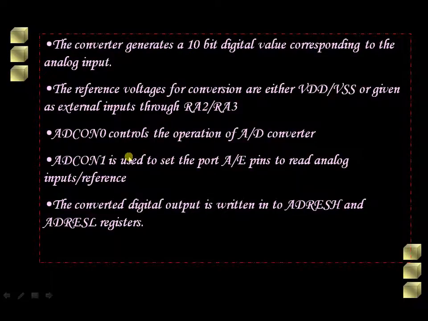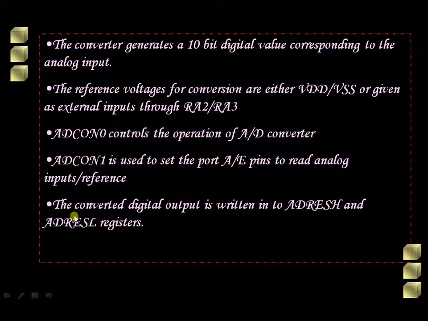Then we have ADCON0, which is going to control the operation of the A to D converter. As I say every time, whenever we come across a peripheral, we come across a register which controls the functionality of the peripheral, that is the control register. So ADCON0 will control the operation of the A to D converter. Then ADCON1 is used for setting the port A and port E pins to act as analog inputs. If you want to use these pins as analog inputs or as reference inputs, then we have to use this ADCON1 register. Anyhow, by default port A and port E will be acting as analog inputs.